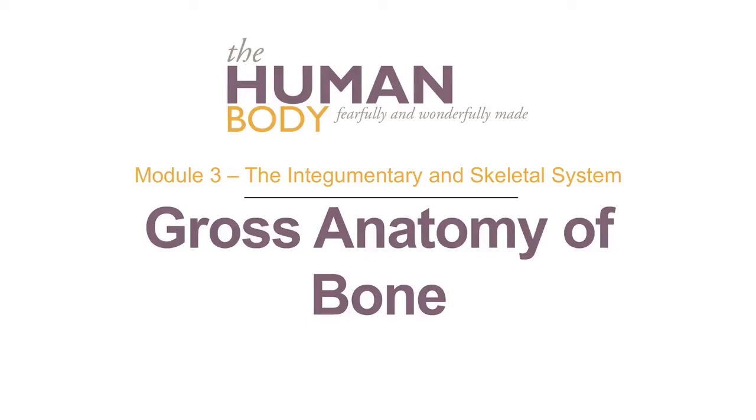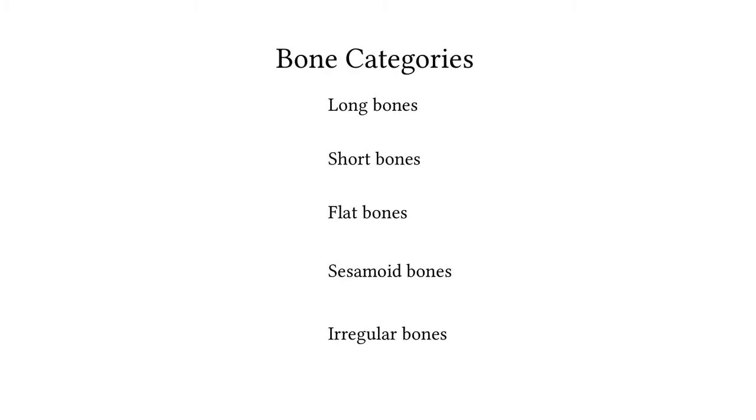Module 3, Gross Anatomy of Bone. Let's take a look at some specific bone types. There are 5 major bone categories: long bones, short bones, flat bones, sesamoid bones, and irregular bones.